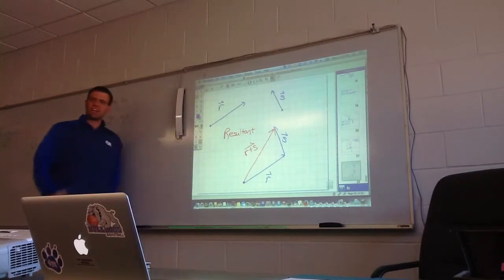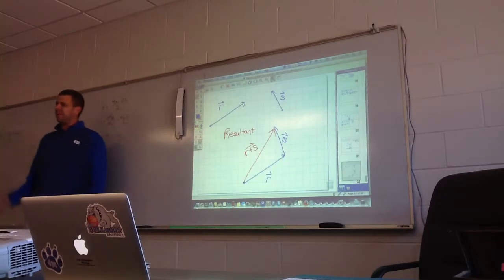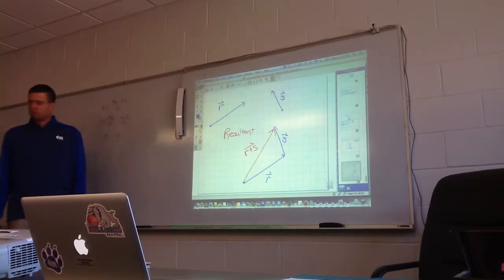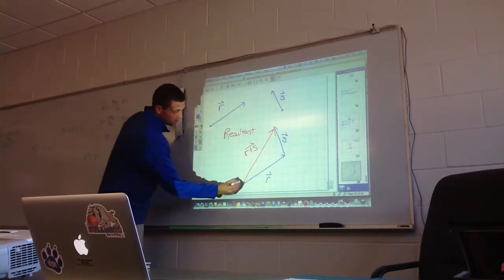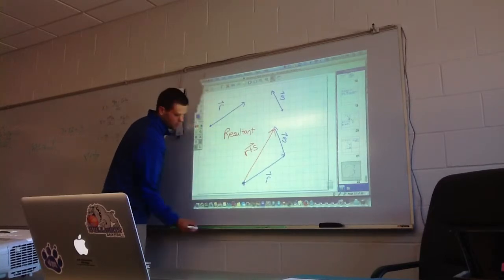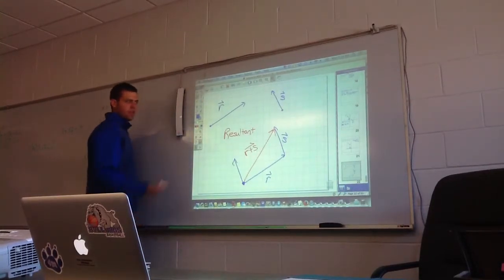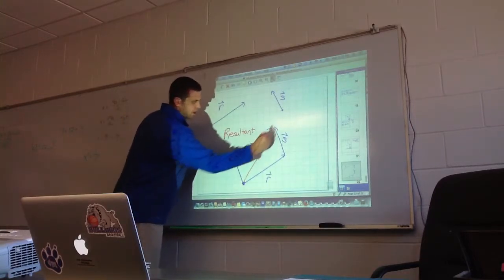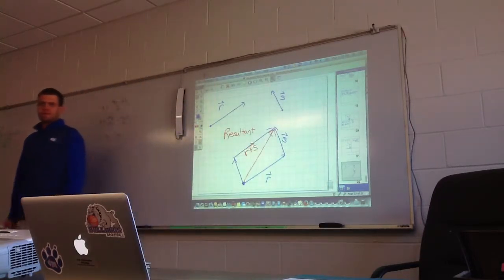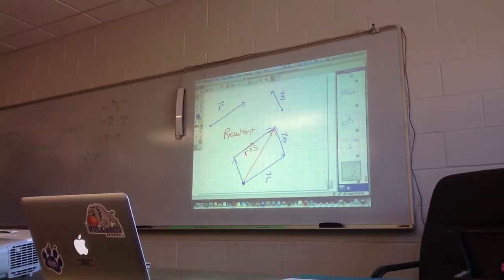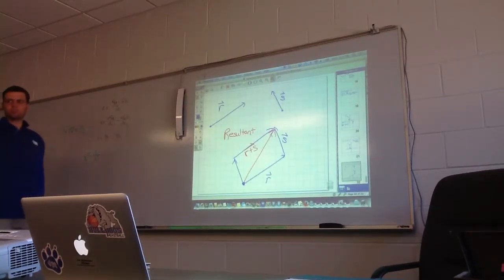Wouldn't matter which vector you wanted to add or draw first. We're still adding vectors R and S together, but if you would have drawn vector S first, so here's our starting point, and then from there drawn vector R, you end up in the same spot. So it wouldn't matter which one you draw first.